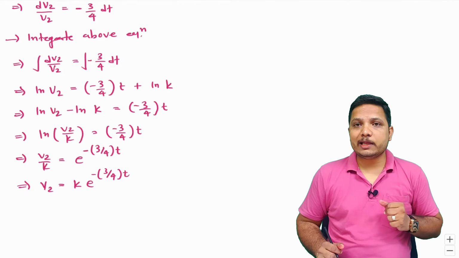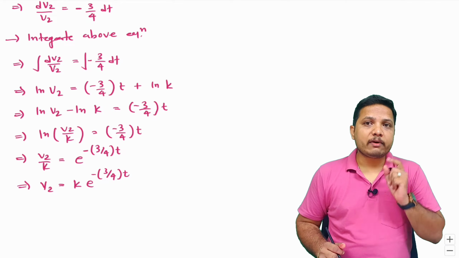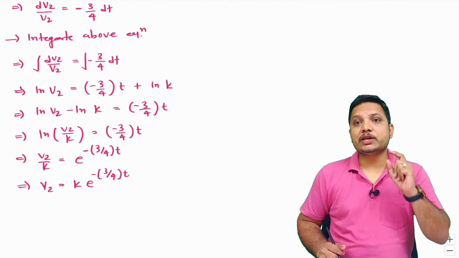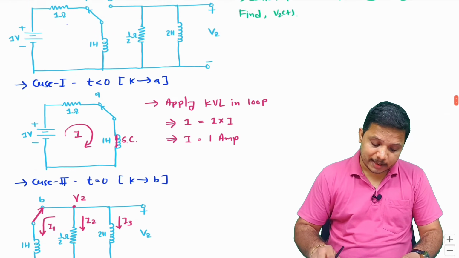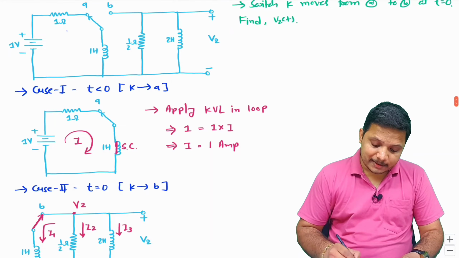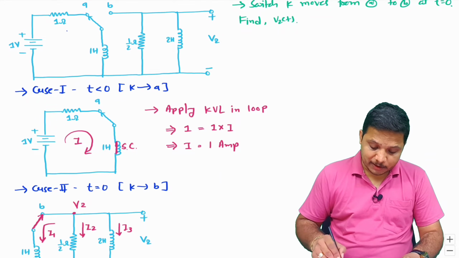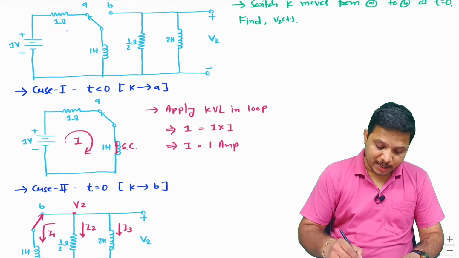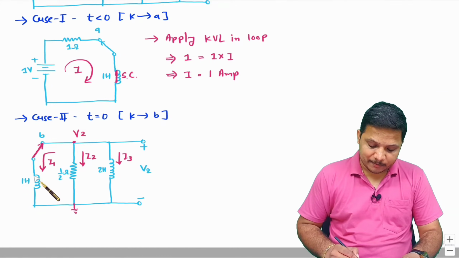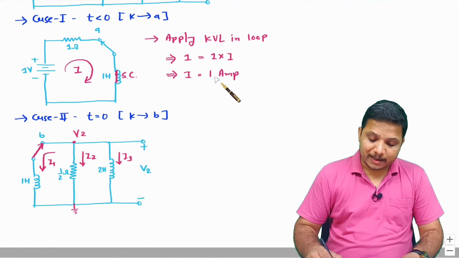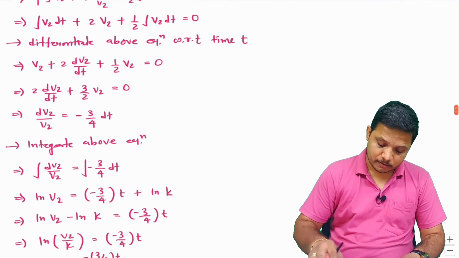Now how to identify value of constant k? So to identify value of constant k, we need to see initial conditions. So if you observe, initially we have seen when t less than 0, that inductor was short circuited and through which current was 1 ampere, right? And at t is equals to 0, switch is moving from A to B, and at that time this inductor will be having current source of 1 ampere at t is equals to 0.